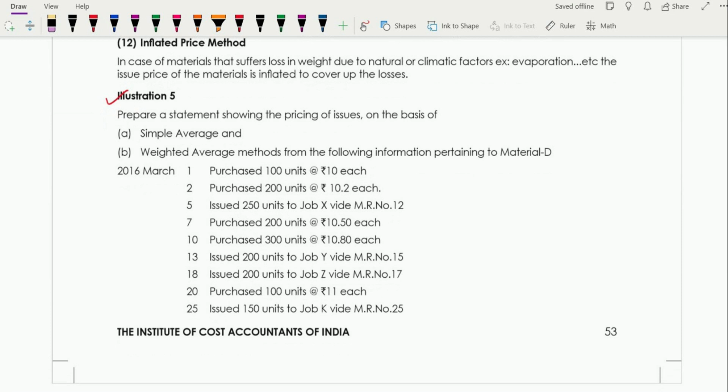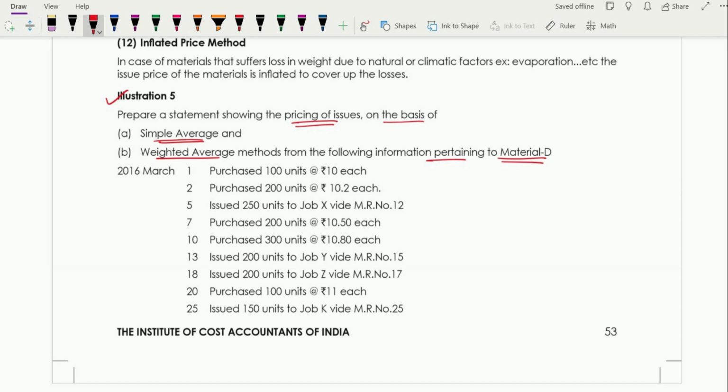Let's start with it. He says, prepare a statement showing the pricing of the issues on the basis of simple average and weighted average method from the following information pertaining to particular material D. The data is given for 2016 March. On 1st of March, purchased 100 units at rupees 10 each. So this is the purchase. Is there any opening stock given to you?